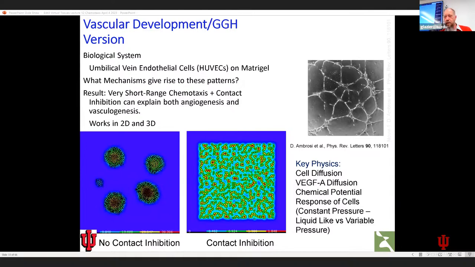Has everybody found the code? The student materials, demos for lecture 12, Angiogenesis. Does anybody need help finding it? So let's look at this code together.